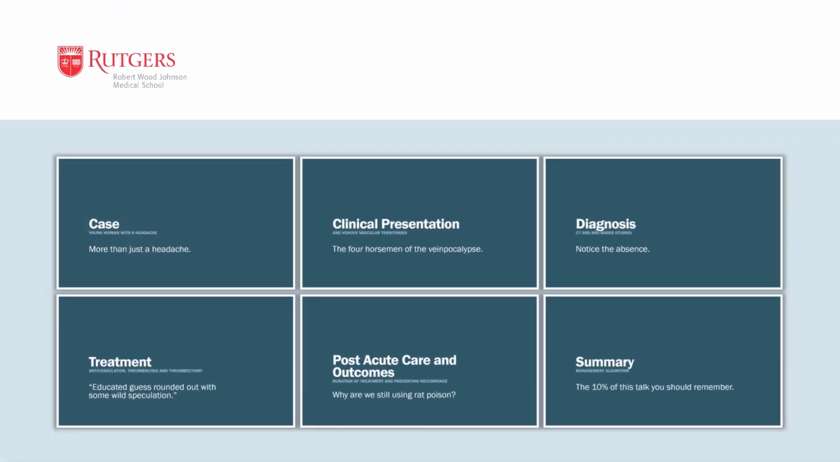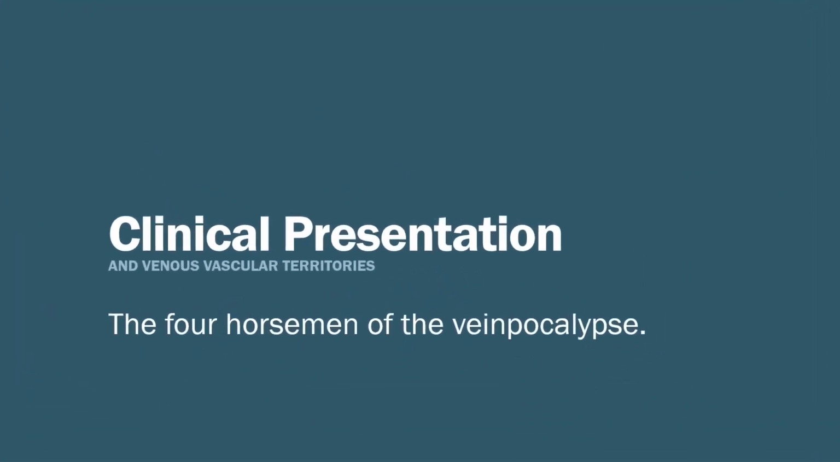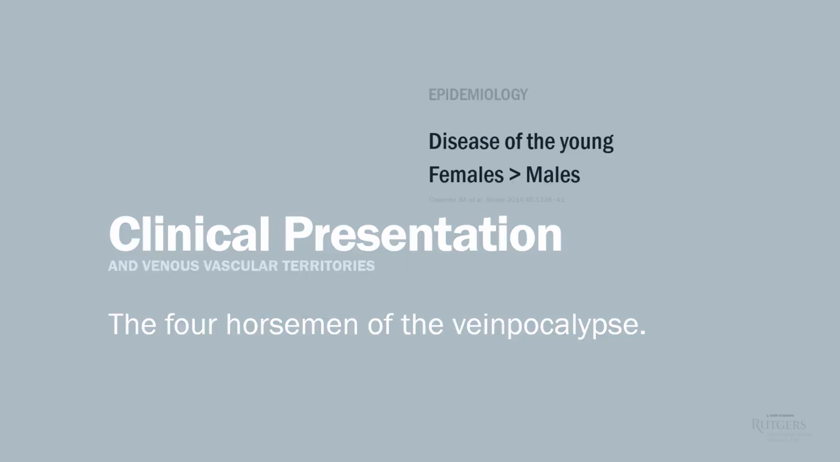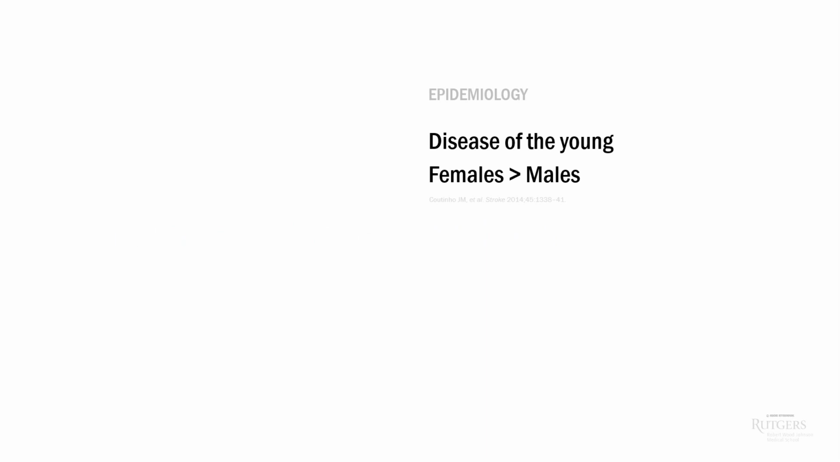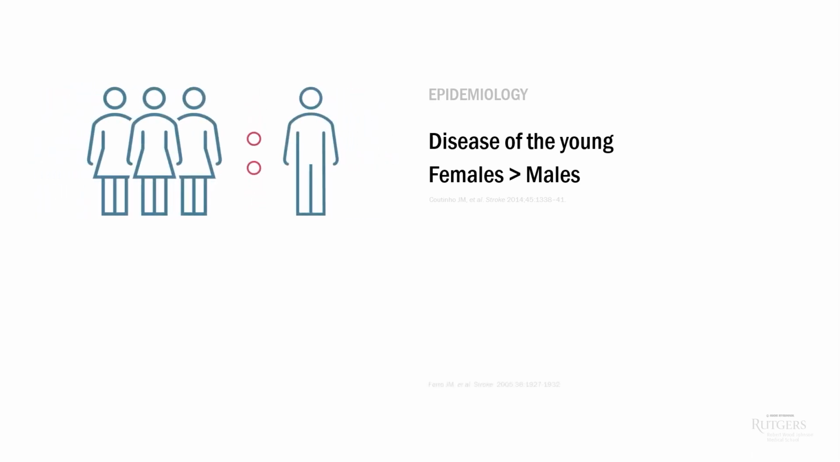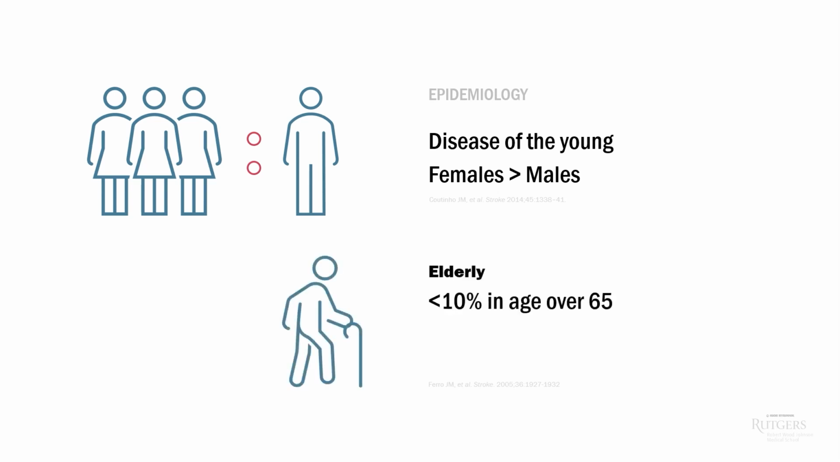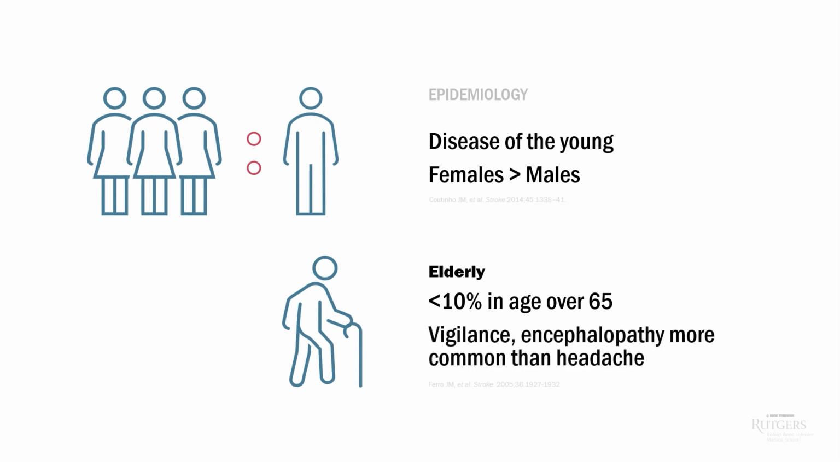Oh, that reminds me, speaking of clinical presentation, let's review the symptoms of cerebral venous thrombosis. Cerebral venous sinus thrombosis is a disease of the young. Young women, to be precise. The female-to-male ratio is 3:1, and the mean age at presentation is 33. Only 8% of patients aged 65 and over develop thrombosis, and in that age group, vigilance and encephalopathy are more common than headache.